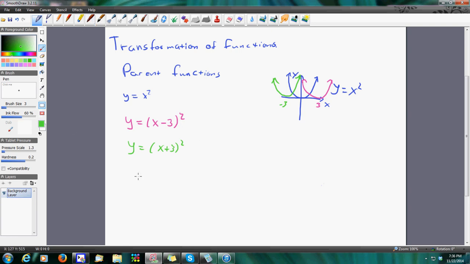If I want to reflect a function in the x-axis, I negate the function. Well, the function is x squared. So I'd negate that, and if I negate that, I actually reflect it in the x-axis.